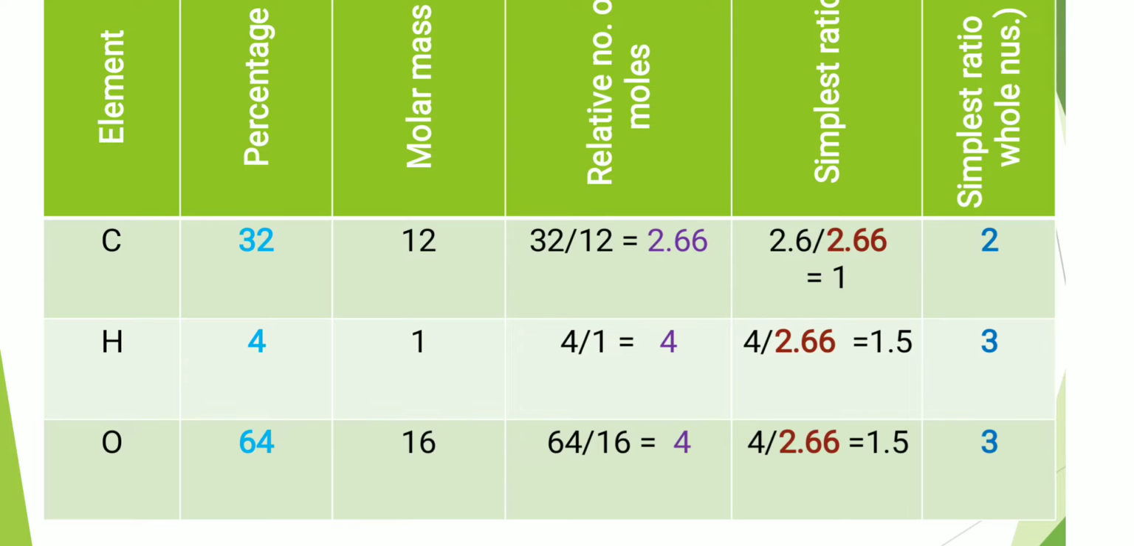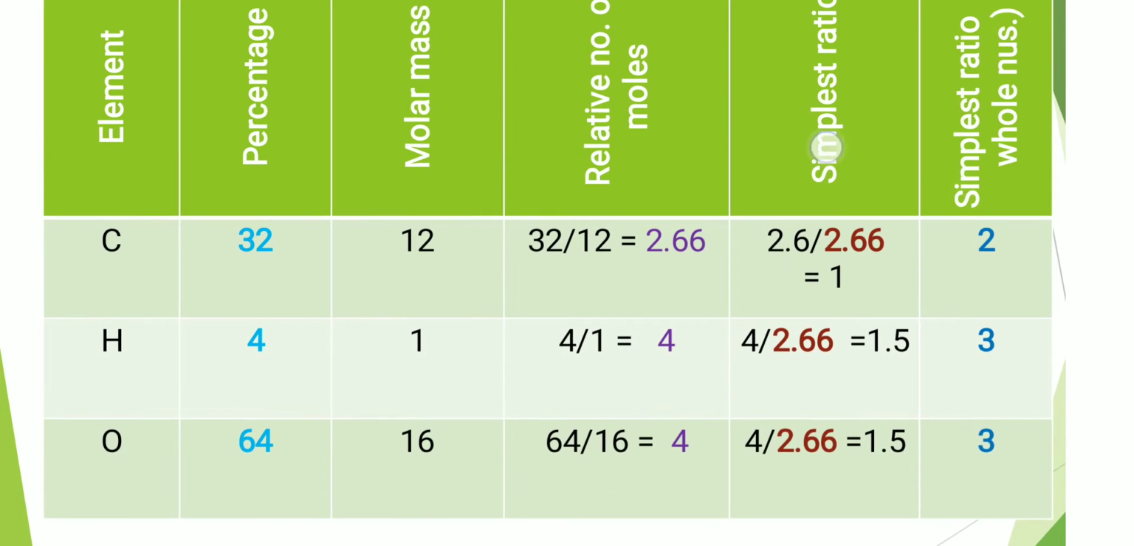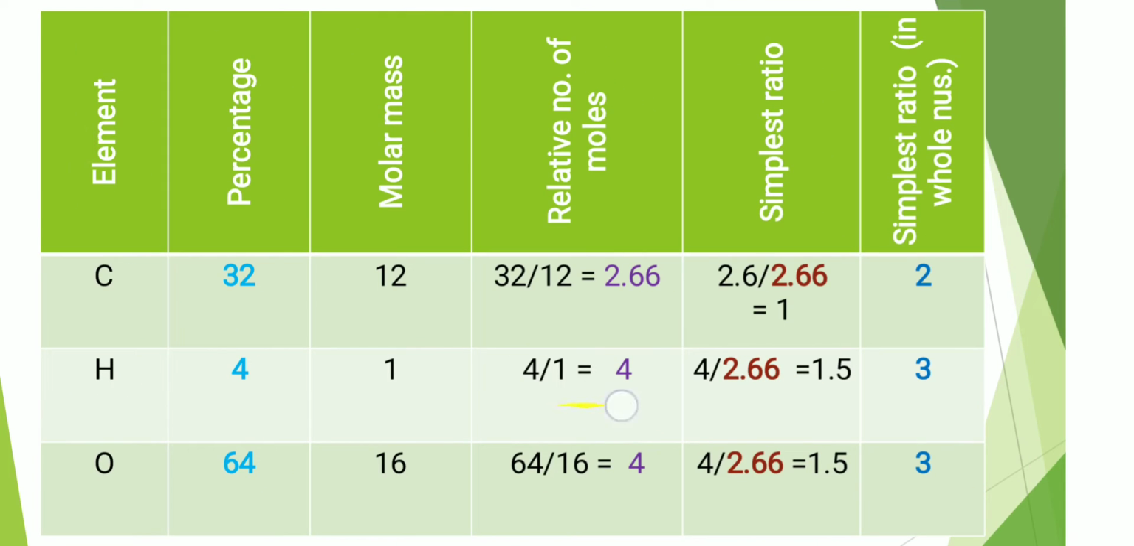Then the simplest ratio. We can move to the simplest ratio after calculating the relative number of moles for the remaining hydrogen and oxygen. Then we move to hydrogen. The given percentage is 4. Molar mass is 1. So what is the relative number of moles? 4 divided by 1 is equal to 4. Then for oxygen, given percentage is 64. Molar mass is 16. The relative number of moles is 64 divided by 16, which is equal to 4.